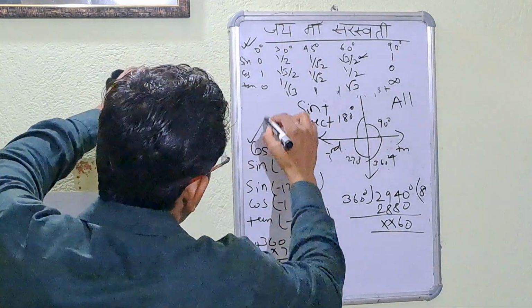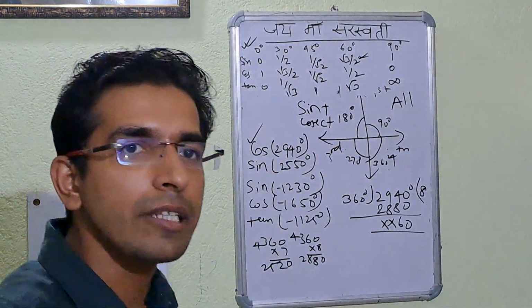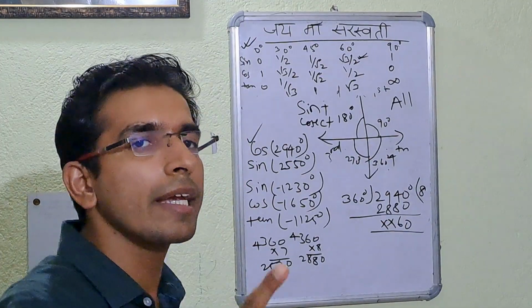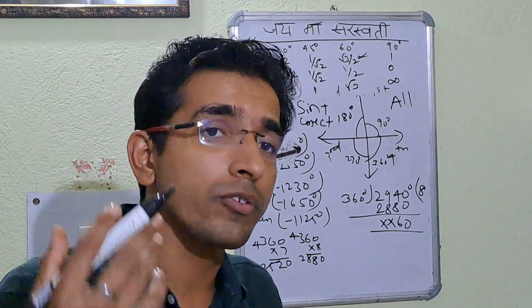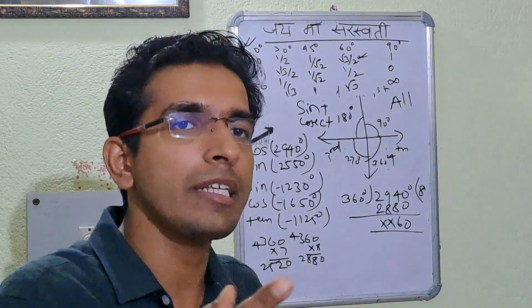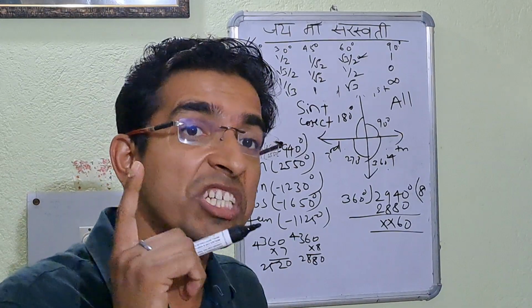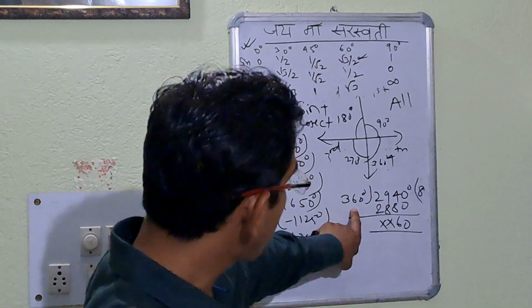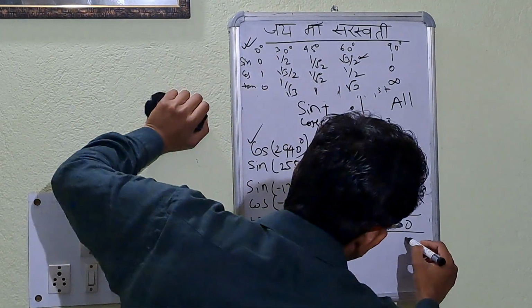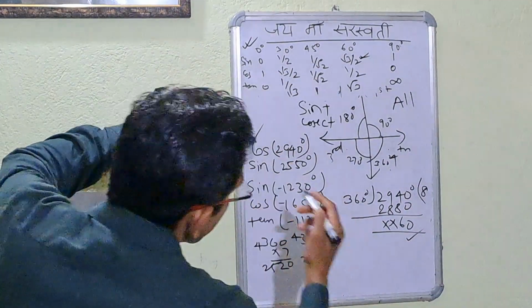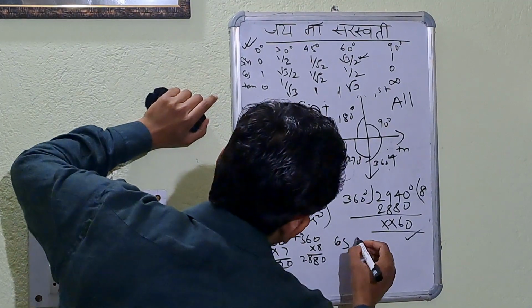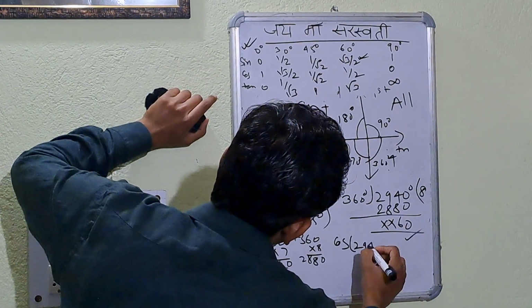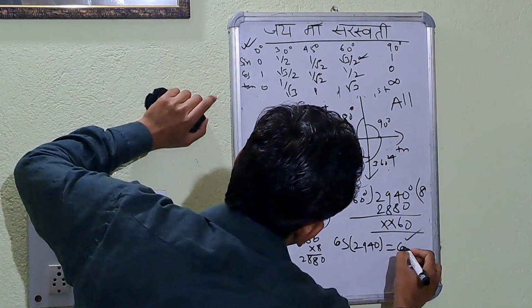We have taken this example cos 2940. As I had already told you, whenever any angle is greater than 2000, we have to divide that particular angle by 360. We divided this particular angle by 360 degree and we got the remainder 60 degree. Now this particular angle, cos 2940, can be written as cos 60 degree.